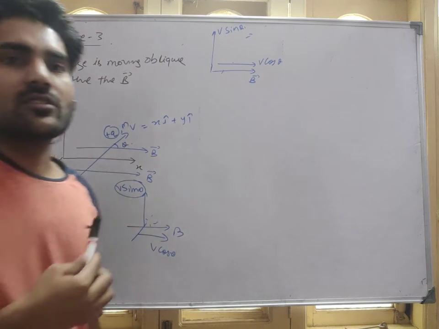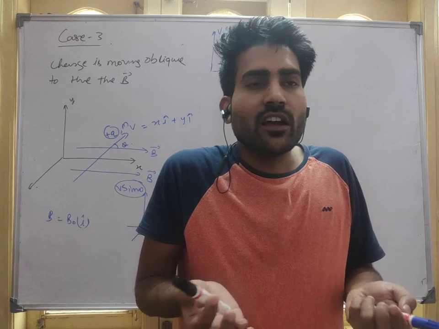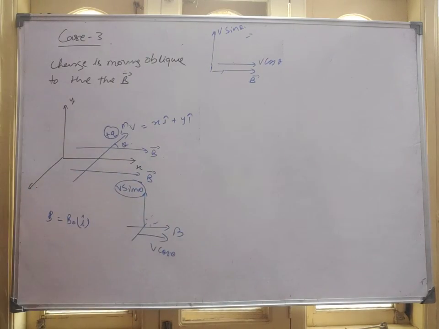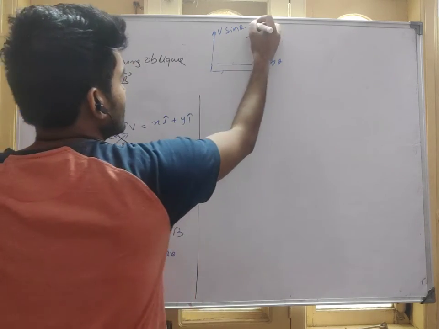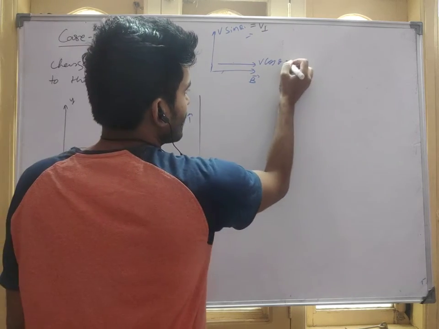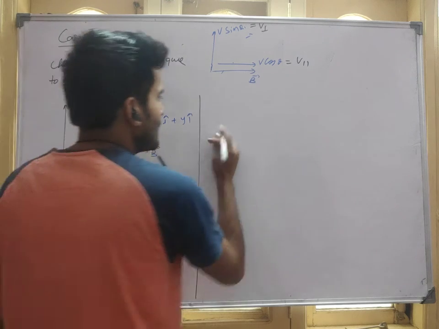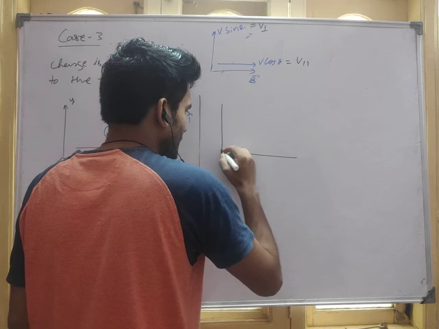What do we call this motion? This motion is called helical motion, and this trajectory is a helical path. Are you getting my point or not? Tell me. So if you see here, we can say this is the V perpendicular, and this is V parallel. Yes or no? So don't you feel it will try to move in this direction like this?